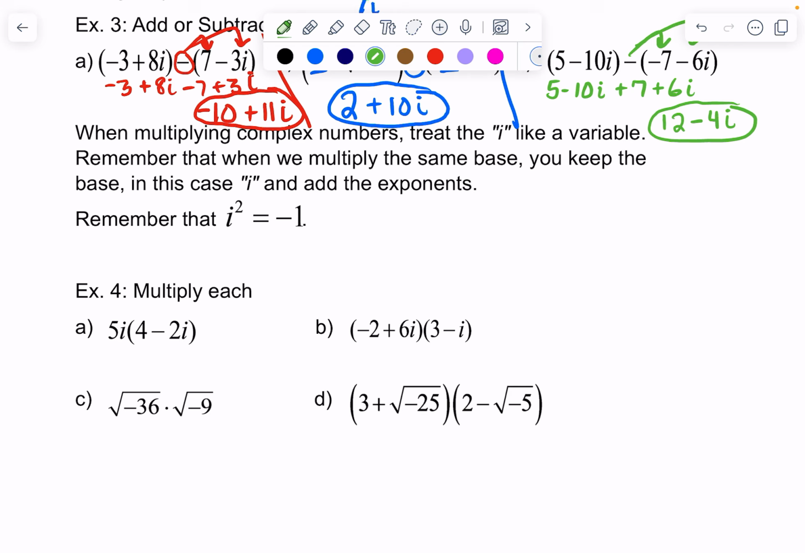Okay. When multiplying complex numbers, treat the i like a variable. Remember that when multiplying the same base, hint, hint, you keep the base, which in this case would be i, and you add the exponents. And another little friendly reminder, remember that i squared equals negative 1.